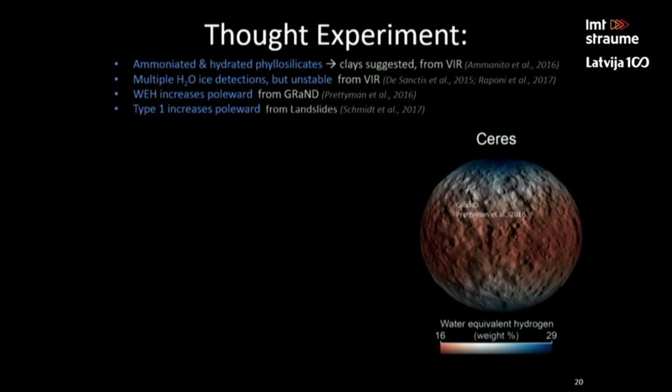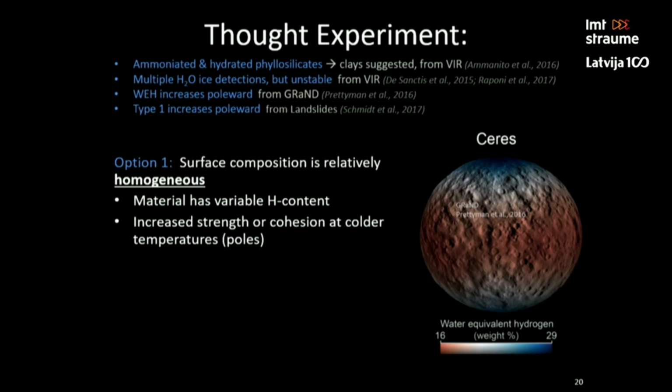So why is this important? Why do we even care about what the landslides are doing? Well, let's go through a quick thought experiment. We have all of this evidence that we've got ammoniated and hydrated phyllosilicates. We've got some water ice, but it's unstable on the surface. We've got this increase in water equivalent hydrogen towards the poles, and then this behavior of landslides that seems to be different across the surface.